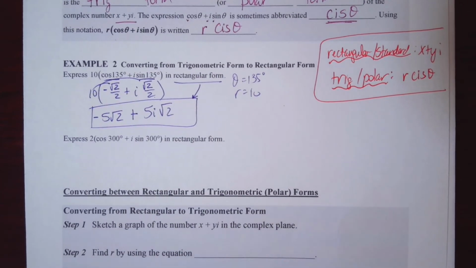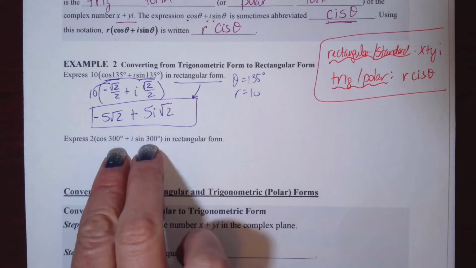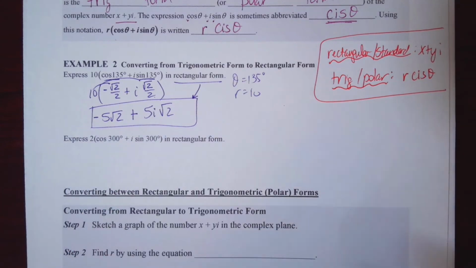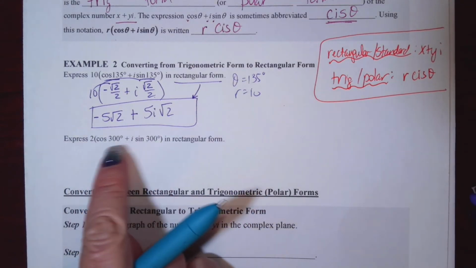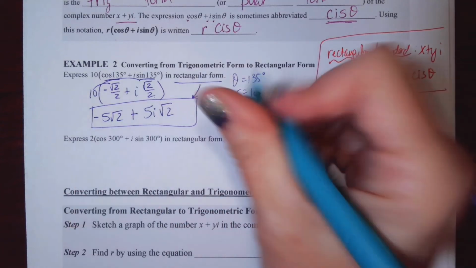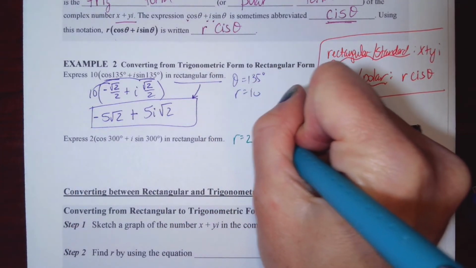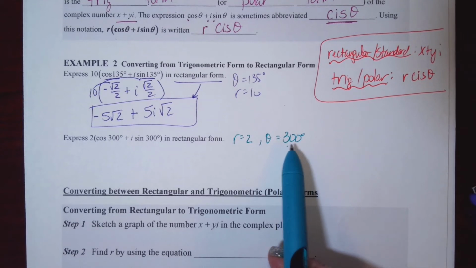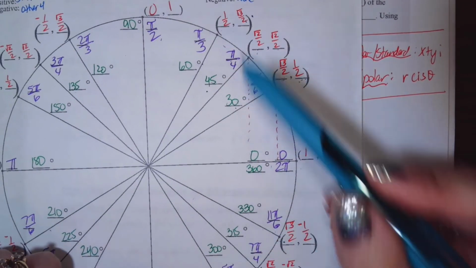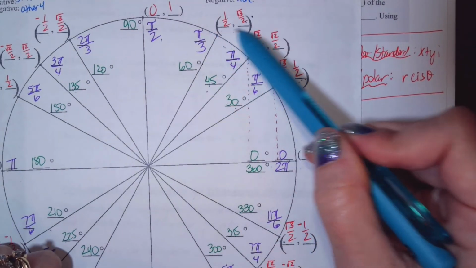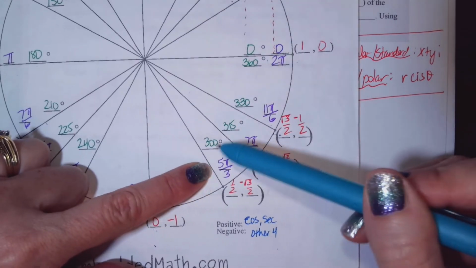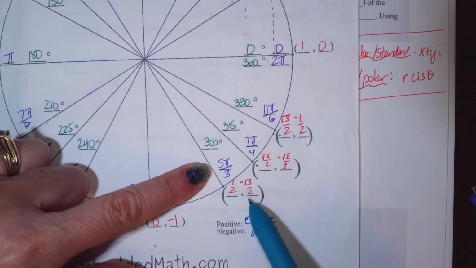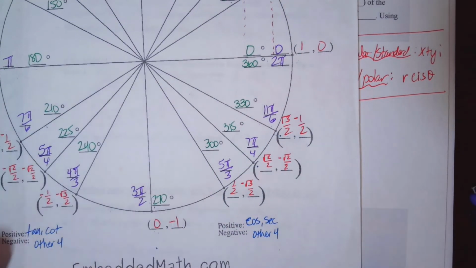Alright, one more to practice on here. We see that we're in trig form because we are given cis theta in parentheses. That means that r is 2 and theta is 300 degrees. Again, a special angle on my unit circle. This one has a reference angle of 60 degrees. So what's my 60 degree reference angle? Well, the values are 1/2 and square root 3 over 2, except I'm down here in quadrant 4, which means that sine function value is negative.